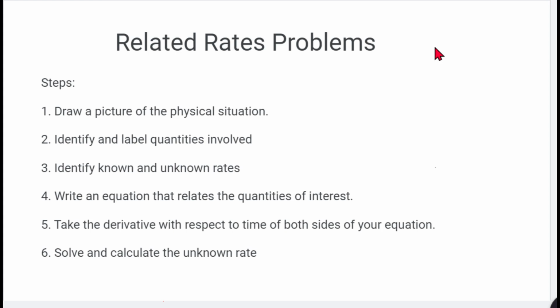So if we know the rate at which some quantities change, then it's an interesting question to ask: what about the rest of the quantities? How fast are they changing? So basically, we have related quantities involved, and we're interested in finding out the rate of change of a certain quantity when the rates of change of other quantities are known. All right.